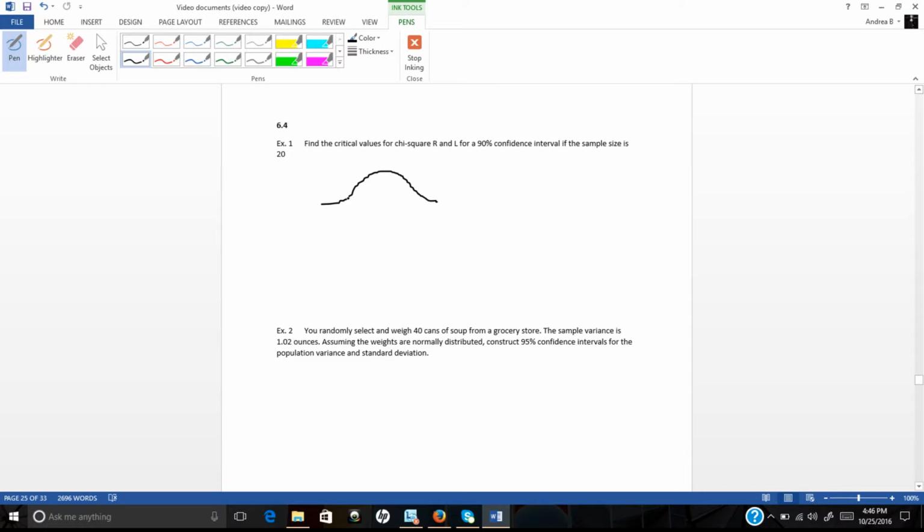So here, if we're talking about 90%, kind of like that one that we had to find for the 92% back in section 2, we'd have 90% is in this section. So if 90% is there, that means there's 5% on either side, similar to what we had before for our normal distribution chart. And then here we're dealing with a sample size of 20.